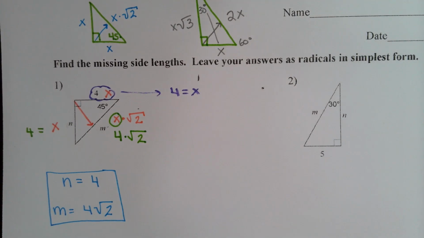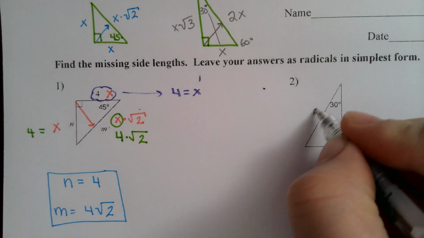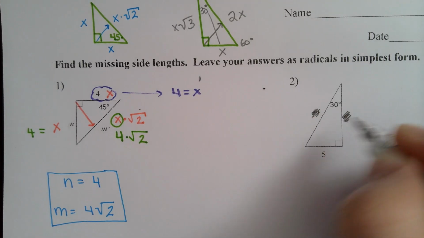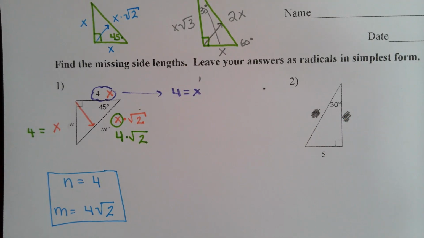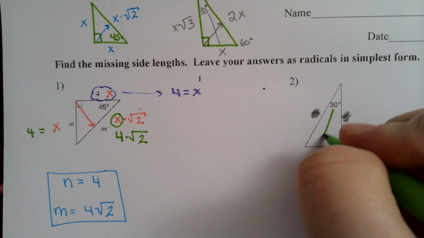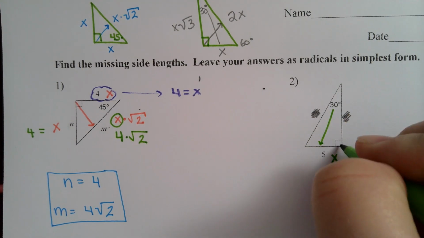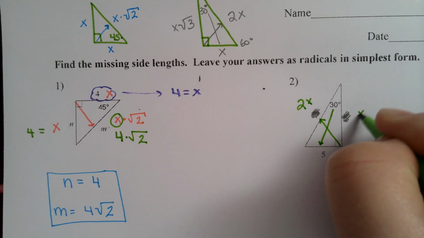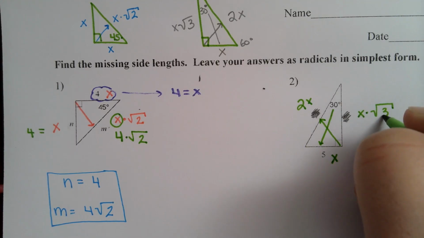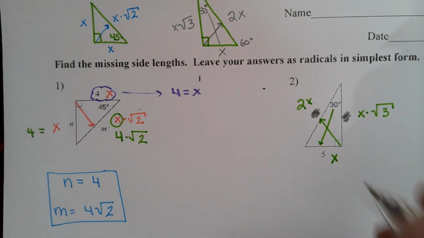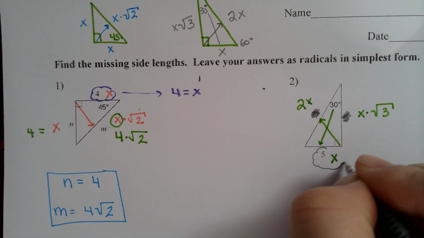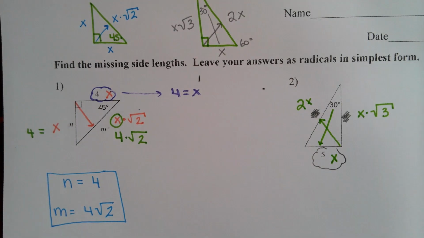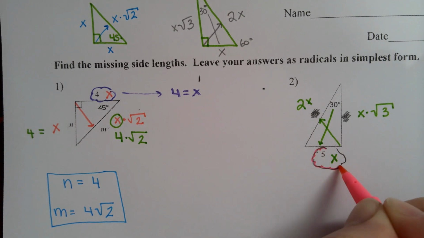All right, next we have, again, M and N. I'm going to scribble those out. I'm going to label my triangle. Again, here's my 30. Here's my smallest side, so that's x. Then do your hypotenuse as 2x. Then whatever's left over is x times the square root of 3. Again, here also kind of worked out for us. Not always the case. Sometimes you have to multiply, divide.